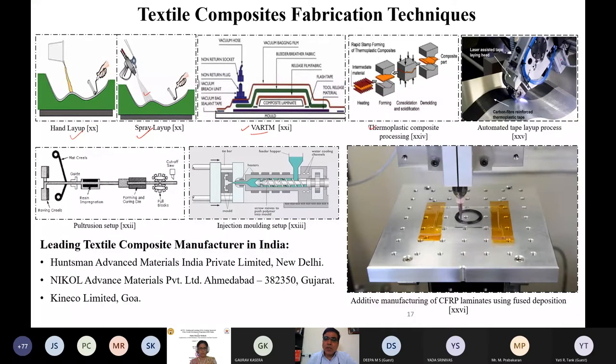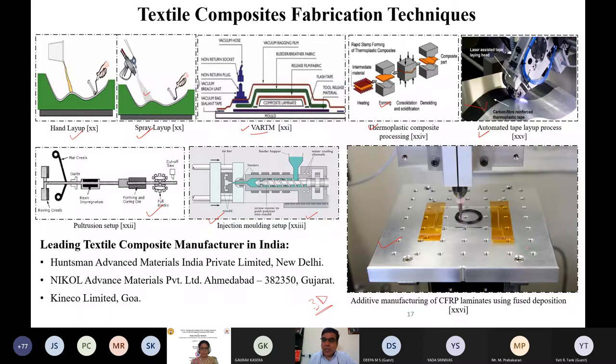It could be thermoplastic composite processing by compression molding. It can be by the tape layup process, which is possibly an automated process. It could be CNC. Similarly, it could be a pultrusion setup you might have gone through. And injection molding, which is extensively used for plastic injection molded parts, but can be used for these composite materials also. Recently, in the last maybe 20 years or so, additive manufacturing, the 3D printing, has become popular for manufacturing of composite materials.